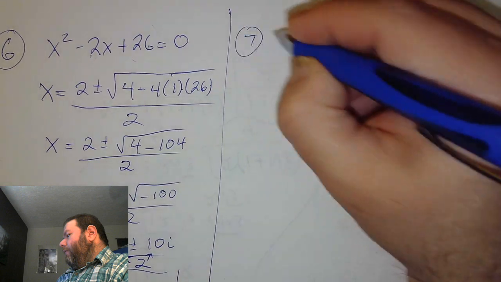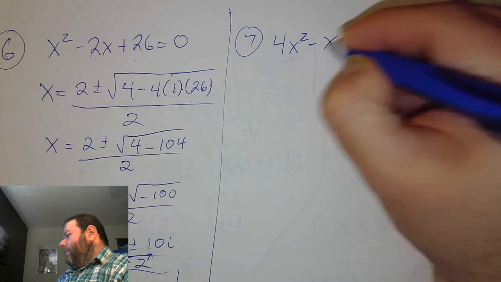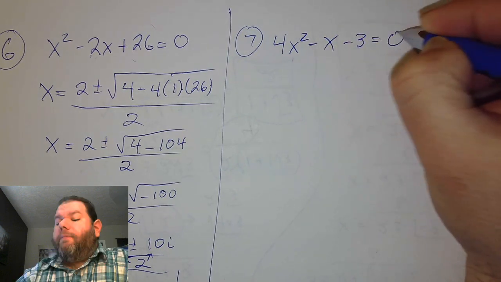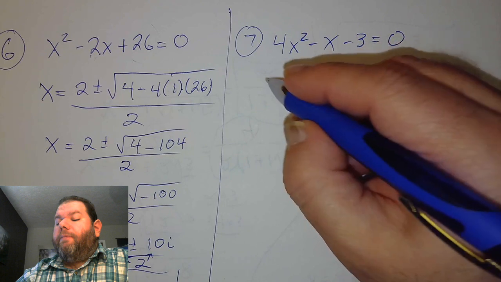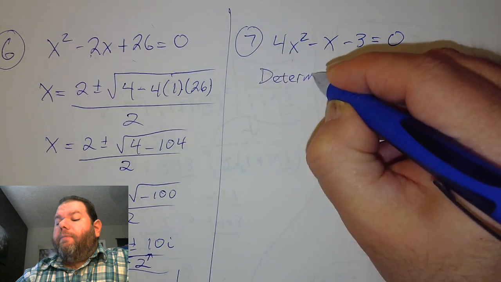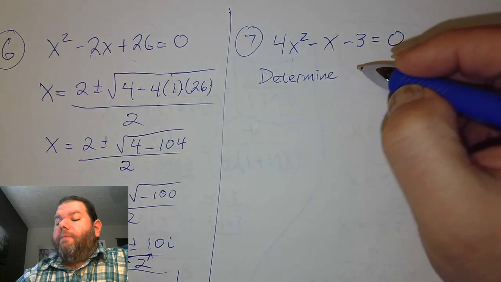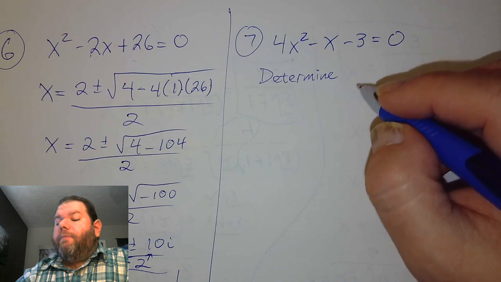So for 7, 4x squared minus x minus 3 is equal to 0. Now, this is a multiple choice question, and it asks us to determine the number of real solutions using the discriminant.